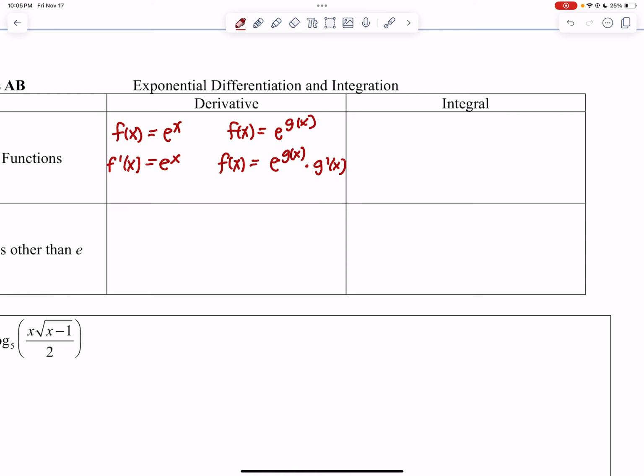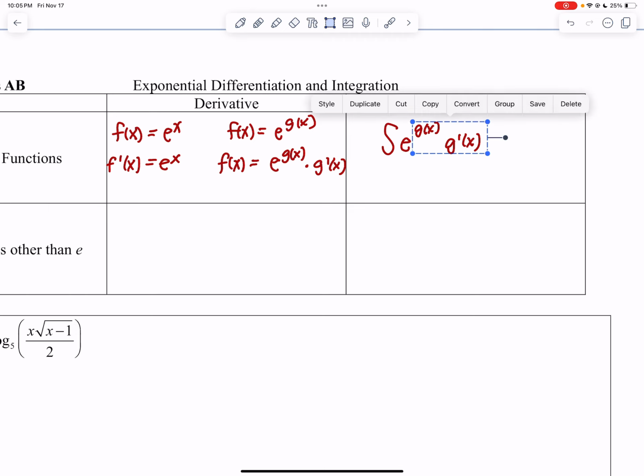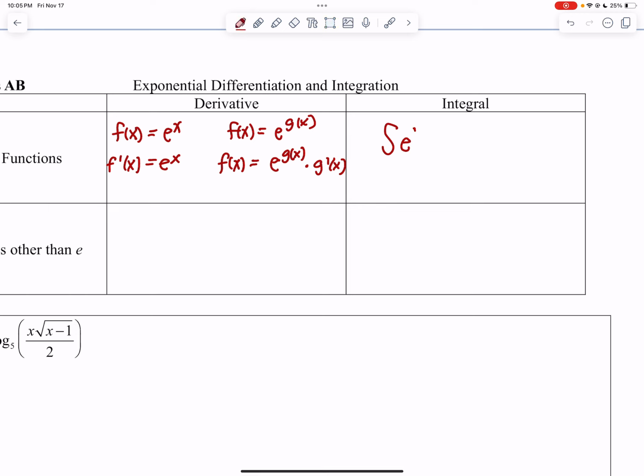Now your integral, remember that if you have, let's say, e to the g of x, and then you have g prime of x, in this case, and this is going to represent like dy dx right here, or let's say du, then that's going to be equal to e to the u plus c. So u is some function right here.